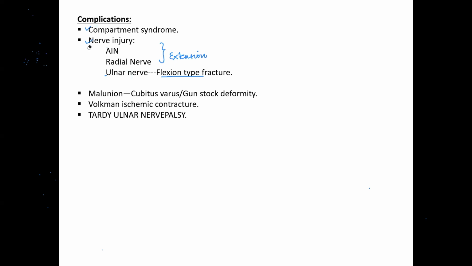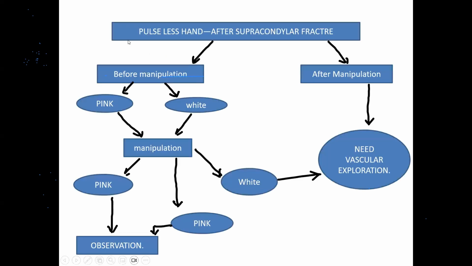Then malunion is one of the commonest complications, where you have cubitus varus or gunstock deformity. We'll be dealing with it in the next class. Then Volkmann's ischemic contracture, I already covered this one, and tardy ulnar palsy is also very important. Then we'll move on to a topic that is not very important exam-wise, but clinically it is. If you are working in emergency or any other department in pediatrics, you need to know this. It's called pulseless hand after supracondylar fracture.